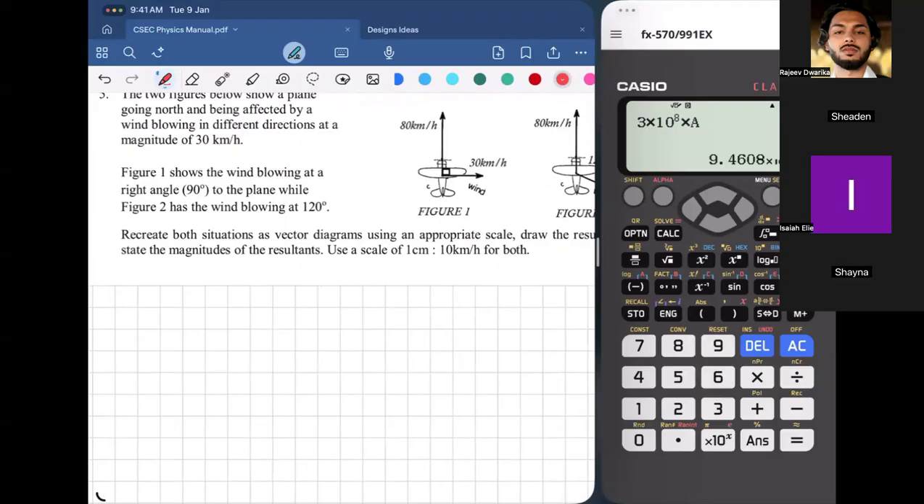R is equal to the square root of a squared plus b squared plus 2ab cos theta.